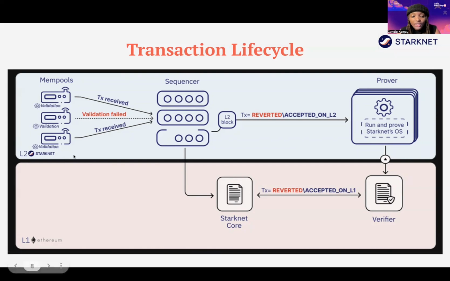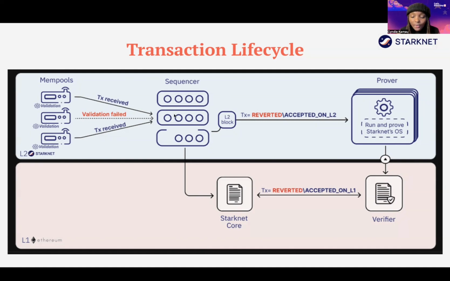And then the transactions which are received are now sent to the sequencer, which we were talking about, the waiter, right? So the work of the sequencer is to take all these received transactions and process them and create a block. That's why you see here L2 block, right? It just means a Starknet block.